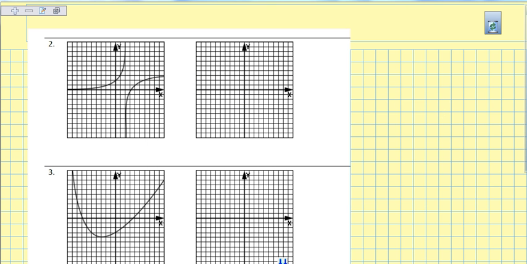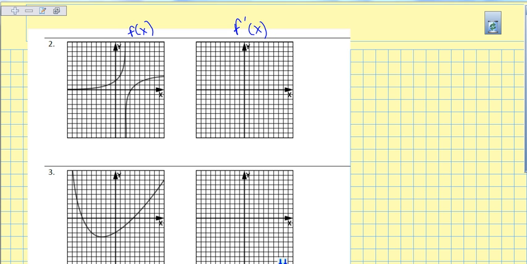Alright, so let's take a look at problem 2. The directions tell us the left-hand side is the function, and over here on the right they want us to graph the derivative. So let's identify first of all what's happening in these graphs.